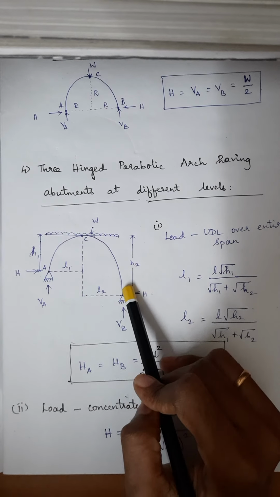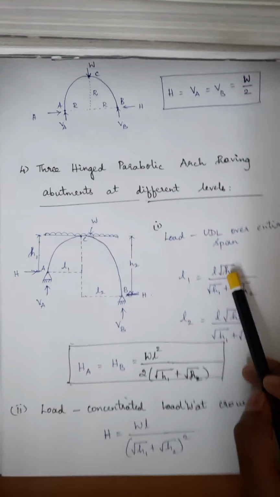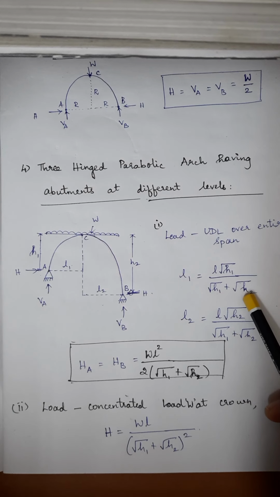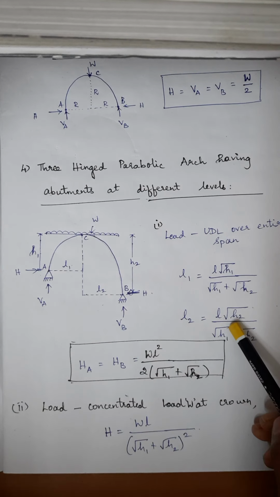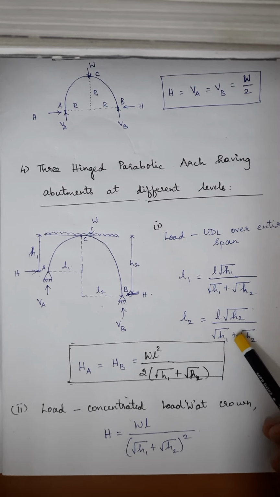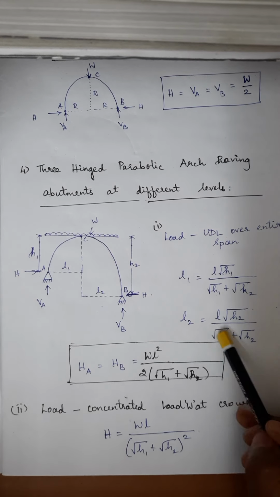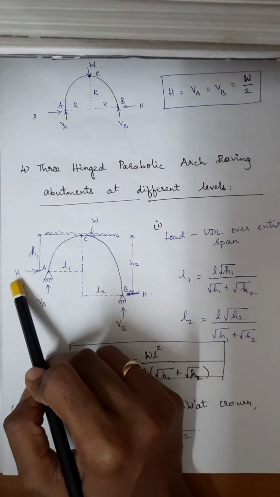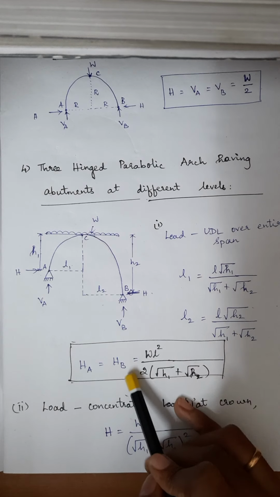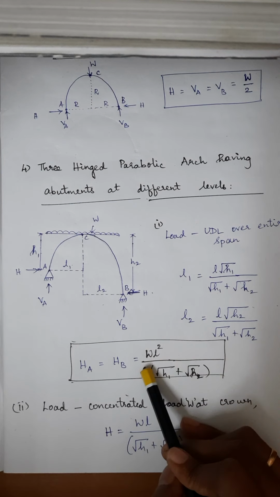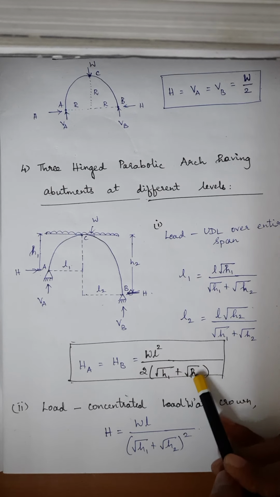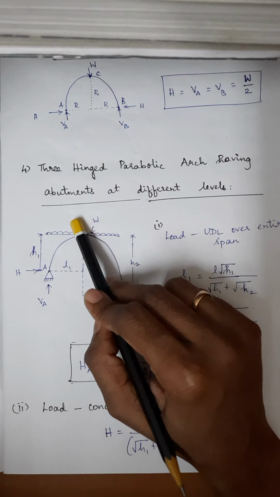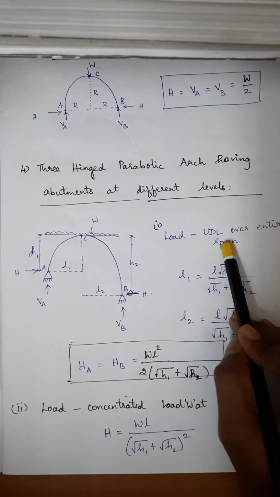In this condition, to calculate L1 we have the formula L into root of H1 divided by root of H1 plus root of H2. And to determine L2, L into root of H2 divided by root of H1 plus root of H2. L is nothing but the whole distance between A and B. And in this condition, horizontal thrust H, both the H's, will be equal to WL square divided by 2 into root of H1 plus root of H2. This is for 3-hinged parabolic arch having abutments at different levels with a UDL load.